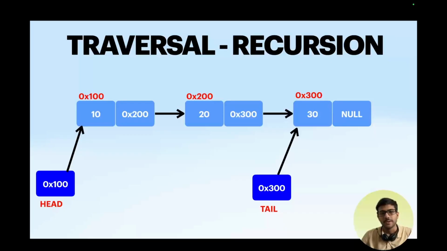Now we saw how we can print the linked list using a loop. Now let's try to print the linked list using recursion. This is not going to be a typical recursion video where I explain how recursion works, but I'll go over the basics so that you can wrap your head around recursion and understand how it is being used for printing the linked list.